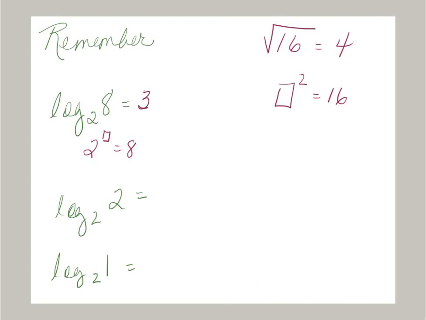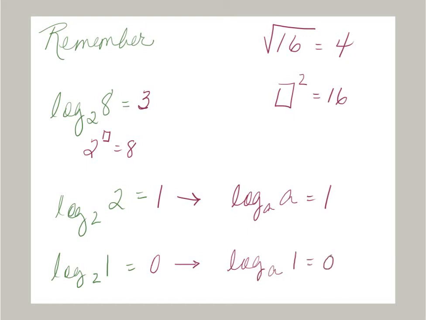Likewise, log base 2 of 2, 2 to the what power is 2, would be 1, giving us the rule that log base anything of itself is going to be 1. In addition, log base 2 of 1, 2 to the what power is 1? Well, 0 is the only exponent that always ends in 1, and so log base anything of 1 should be 0.